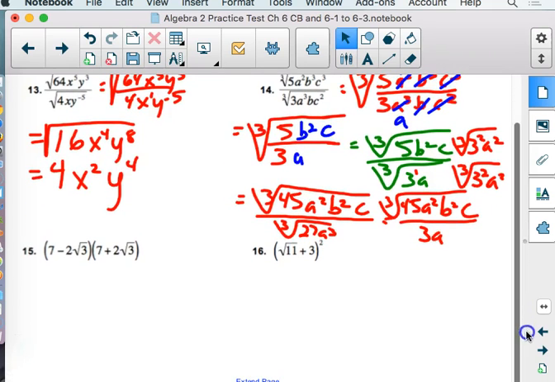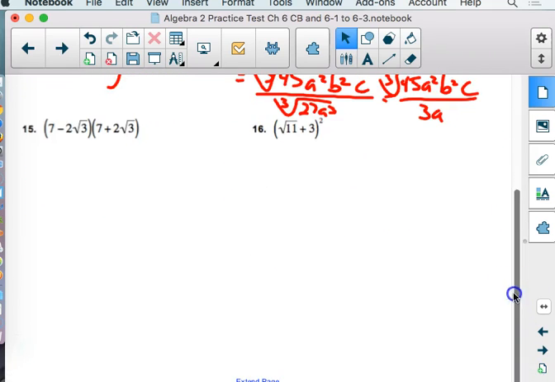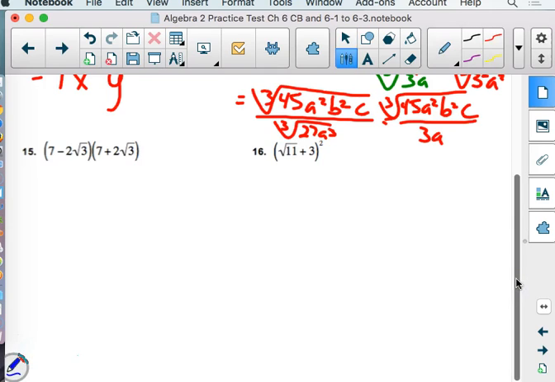Well, 15 looks a little easier. How do we do 15? FOIL. Yeah, FOIL. Now, if it's a special pattern, we might not have to do all of FOIL. So look at this and see, ooh, that's a 7. That's 2 square roots of 3, and one's a plus and one's a minus. That means I don't have to do the O and the I. I can just do F and L instead, because they're going to cancel each other out.